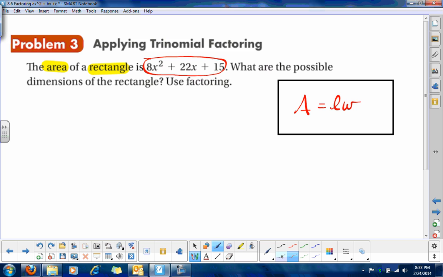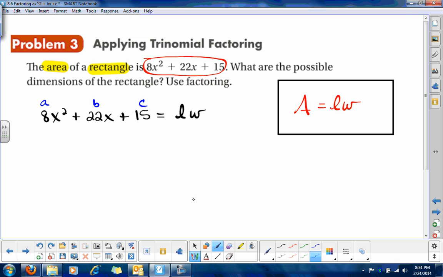The entire trinomial. So here we've got 8x squared plus 22x plus 15, and that's going to be equal to the length times the width. So we need to break this up into two binomials to find our length and our width. So again, the first thing we're going to do is multiply our A times our C, and then we want them to add up to be our B.